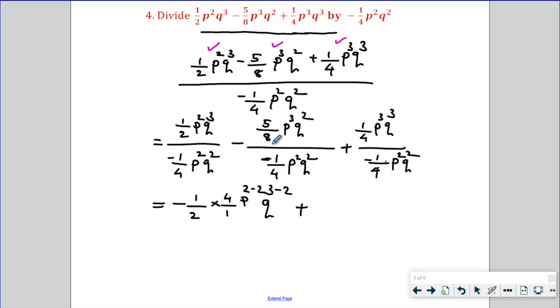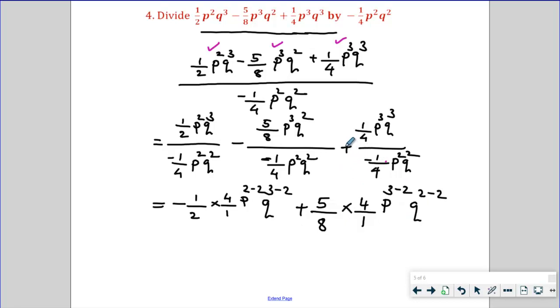Then we have to take the number. Here number is 5 by 8. Here the number is 1 by 4. Both are fractions. So now we can write the first fraction as it is, into the second fraction we have to take 4 by 1, that is the reciprocal, 4 by 1. Then you multiply. Then we have to take the variable. First variable is p. Power is numerator 3, denominator 2, so 3 minus 2. Then second variable is q. Power is numerator 2, denominator 2, 2 minus 2.